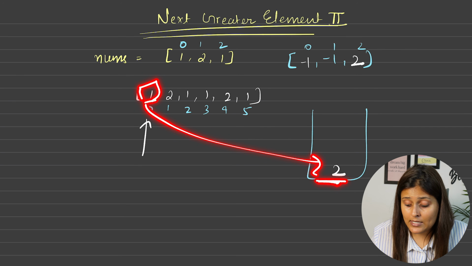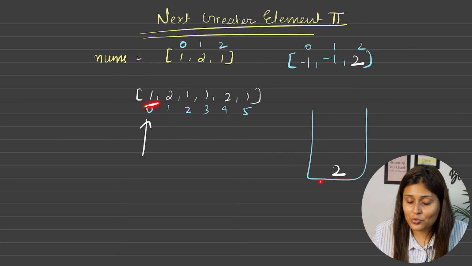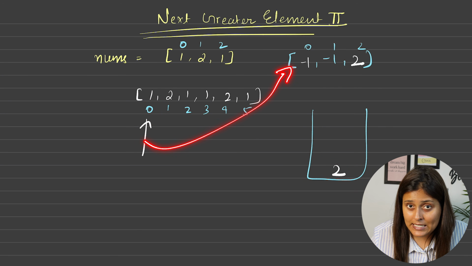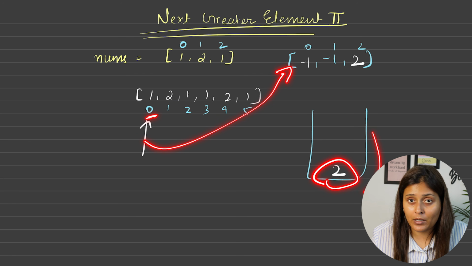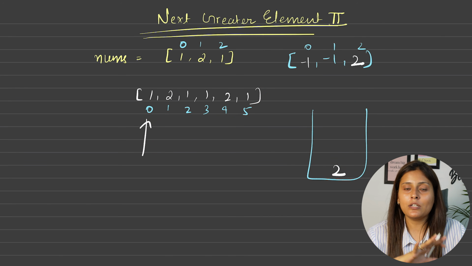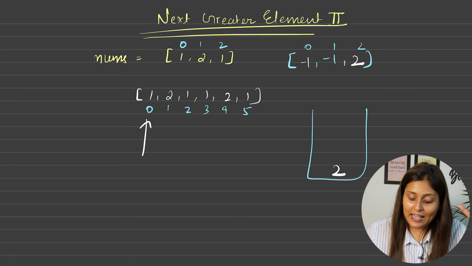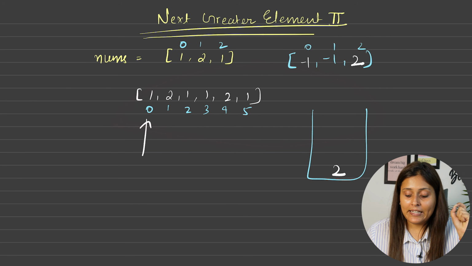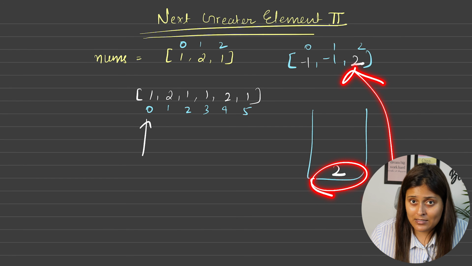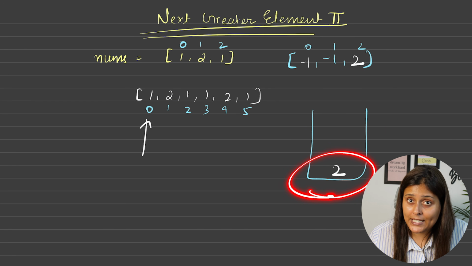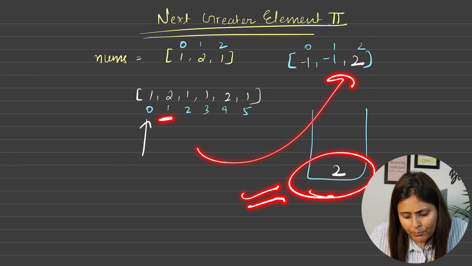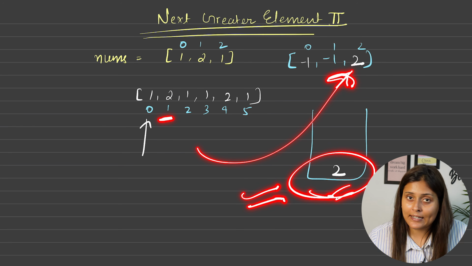Is this greater? Yes, it is greater, so for 1 the next greater element is 2. Is the index valid? 0. Yes. So in our answer variable for this index, we will put the stack peak element. If you have seen the previous question's solution, everything is same, but instead of directly putting the stack peak value in the answer array, along with the stack empty check, we will also check if the index is valid or not. If it is valid, we will put that stack peak element at that index.